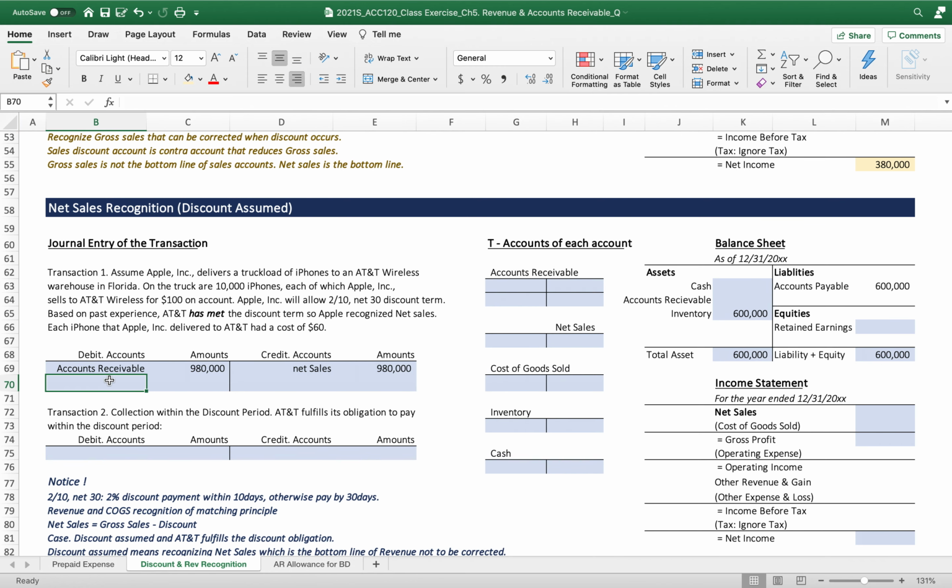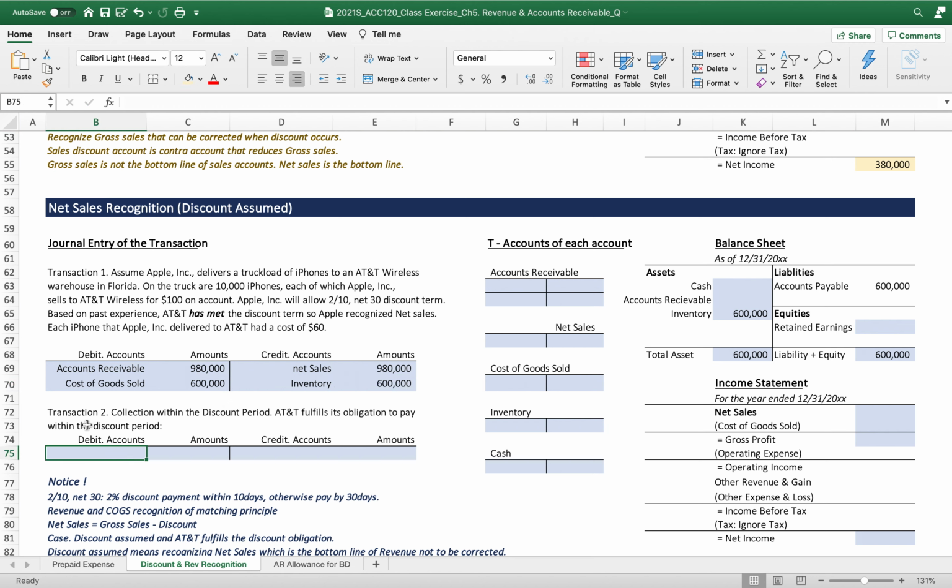And then, based on the matching principle, the cost of goods sold. How much was it, right? Each iPhone was $60, times how many? 10,000. When we record this expense of the goods, the inventory goes out when Apple sold this inventory, so 600.